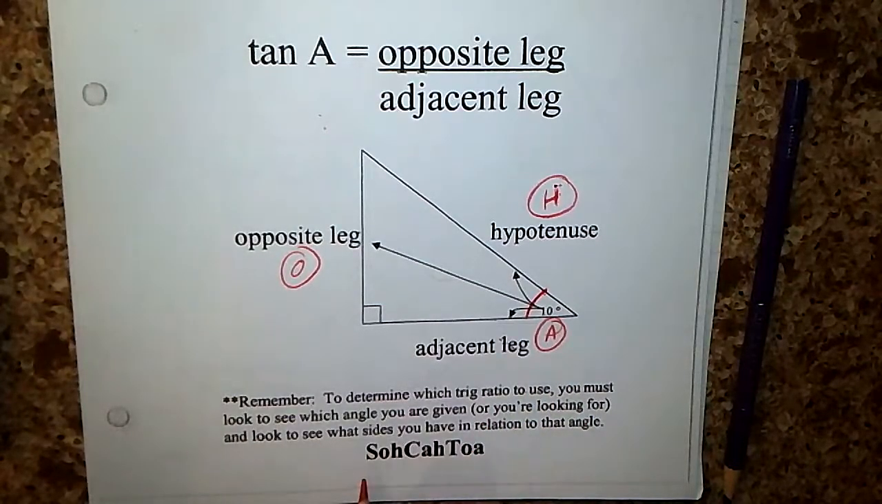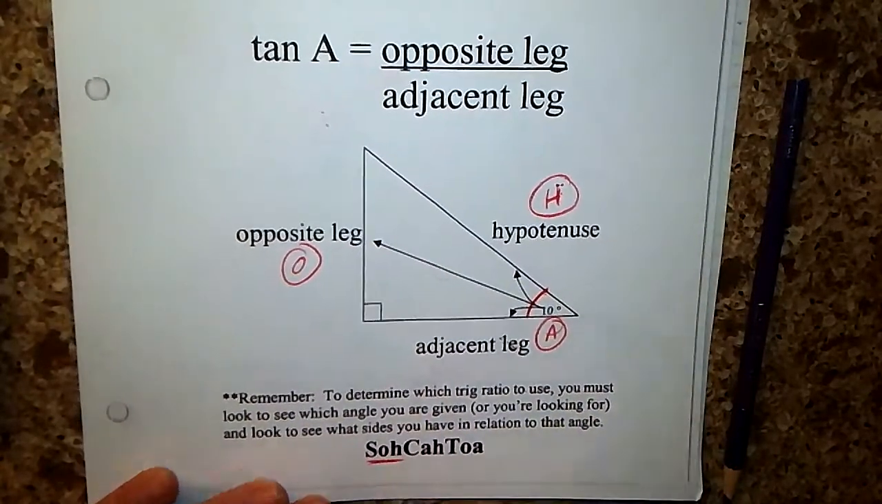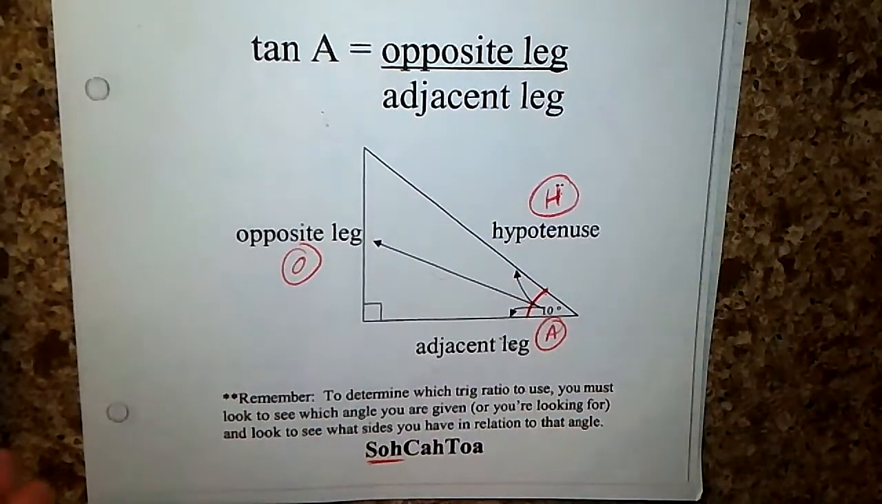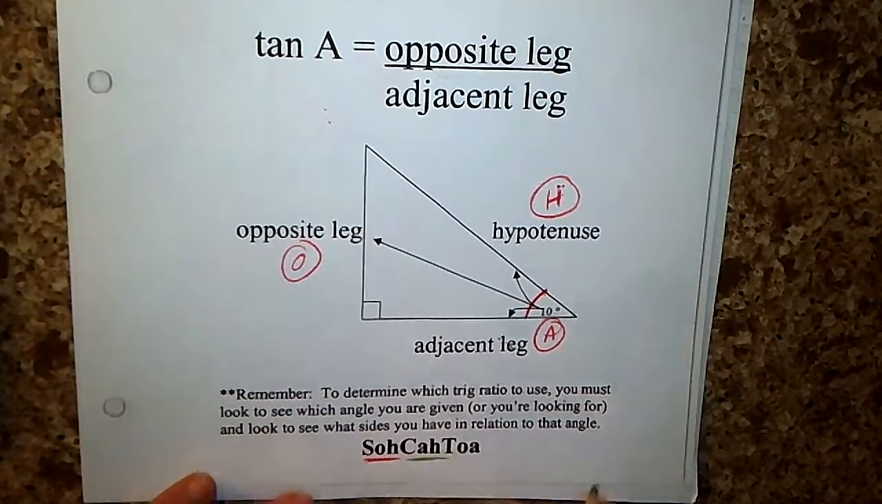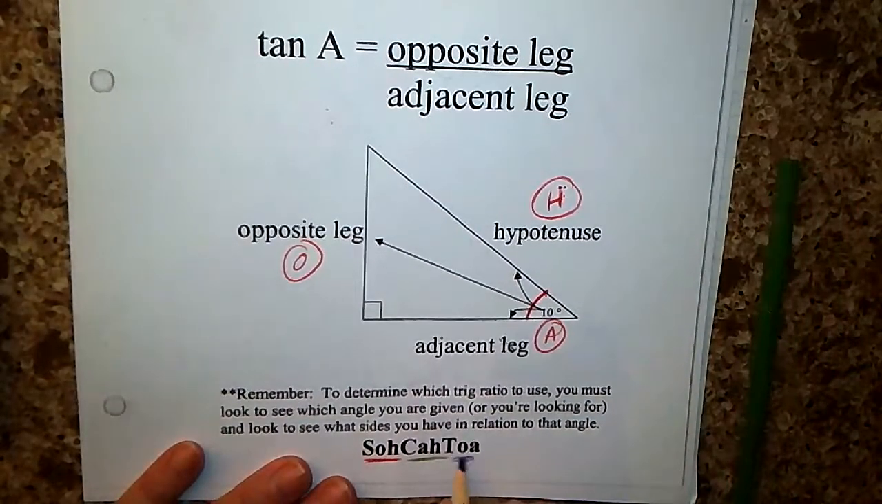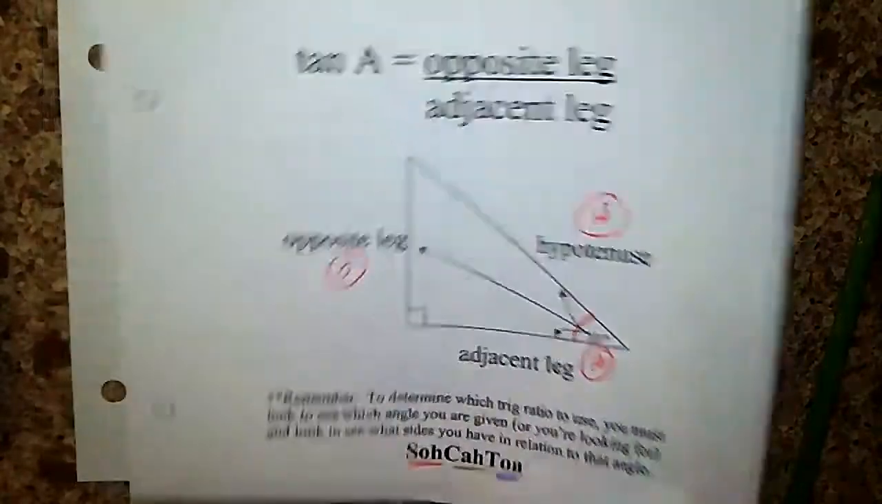Okay? Now, you see this word SOHCAHTOA. That is a little method of a way that we can remember which ratios go with which trig function. So the sine ratio is the opposite over the hypotenuse. The cosine ratio is the adjacent over the hypotenuse. And the tangent ratio is the opposite over the adjacent. All right, let's take a little bit more of a look at this.